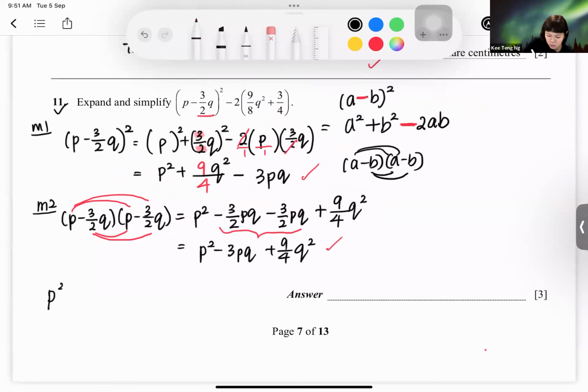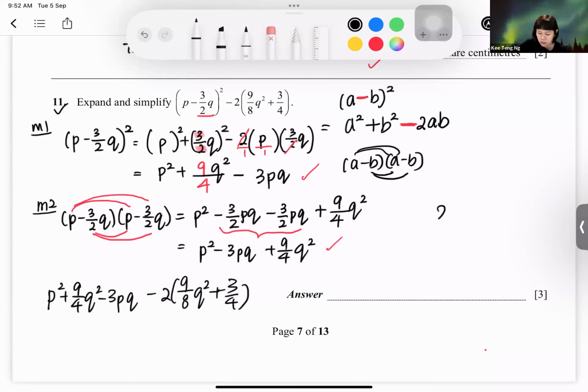So I have P squared plus 9 over 4 Q squared minus 3PQ. 2 times the whole of this, 3 over 4. Students, common mistake. Students like to do this. I do not know why. They think that this is 9 times 2, 8 times 2 Q squared. This is not correct. I'm not making it a fraction, same denominator or whichever. This is not correct. What you're supposed to do, this is 2 over 1 times 9 over 8 Q squared.